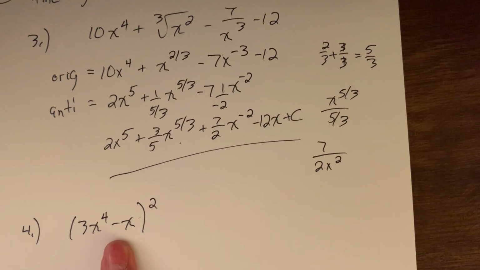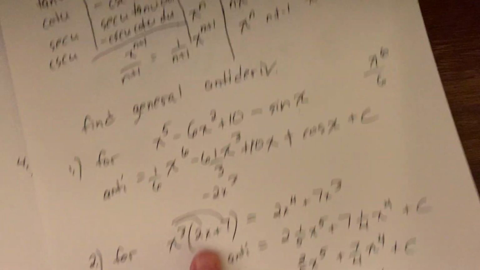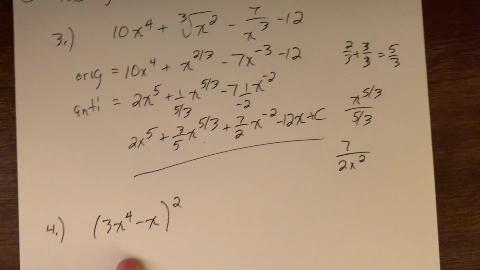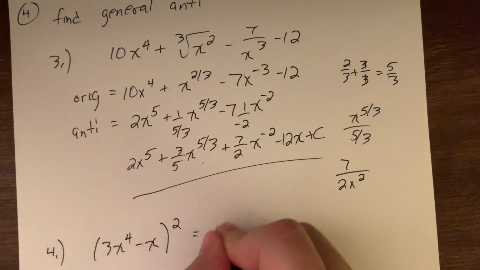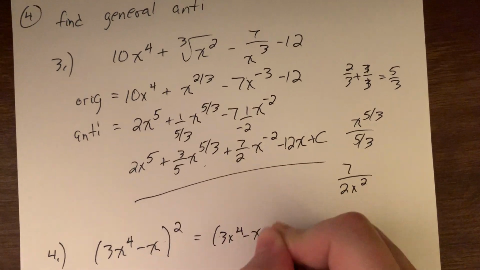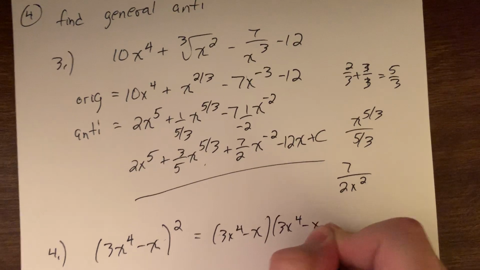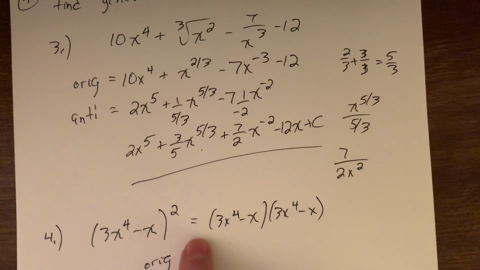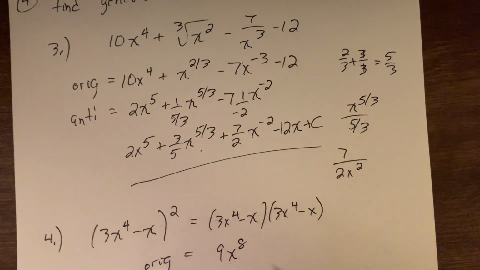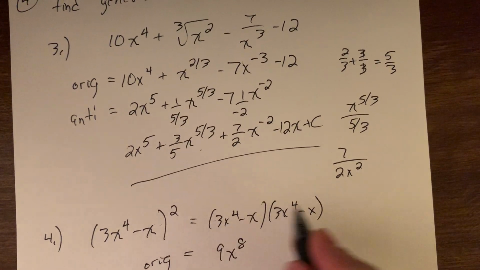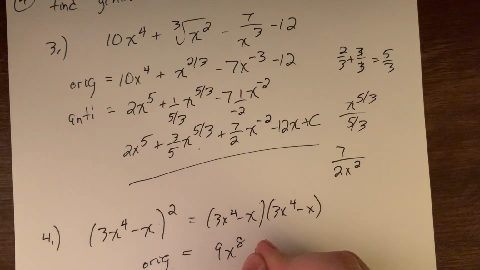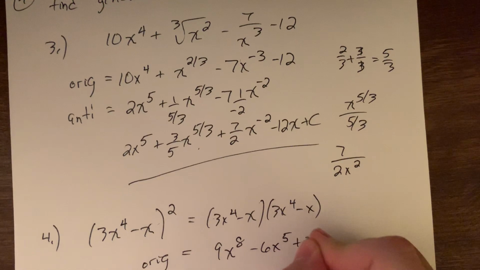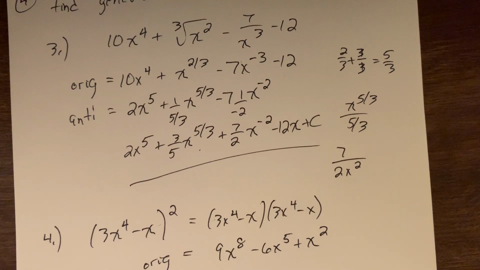So what are we going to do here? Almost the same thing we did here. Look at this as multiplication, right? This is only squared, so write it out: 3x to the 4th minus x, 3x to the 4th minus x. This is still my original. Again, keep track of what you're up to. Multiplying this out, I get 9x to the 8th. I would get a minus 3x to the 5th, and then another one. That'll give me a minus 6x to the 5th plus x squared.